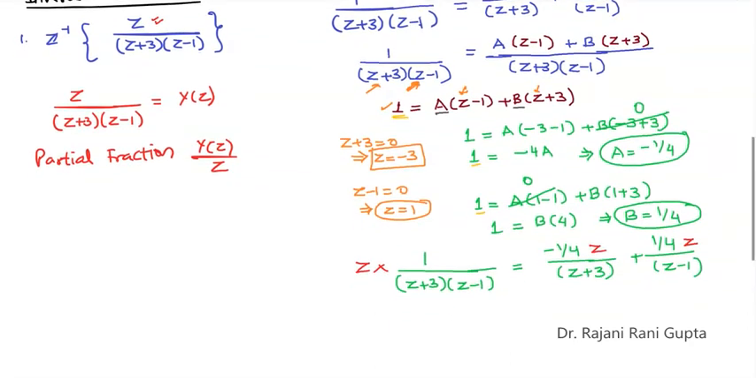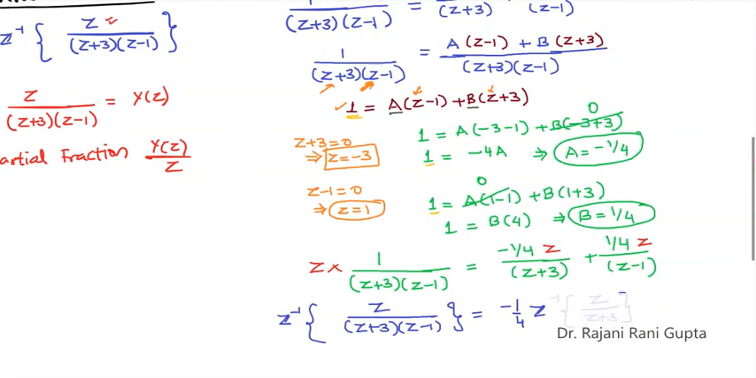Now we find the inverse z transform of this term. The inverse z transform of z multiplied by 1 becomes z over (z plus 3)(z minus 1). It is the same as finding the inverse z transform of these two terms. So we can write it as minus 1 by 4 times the inverse z transform of z over z plus 3, plus 1 by 4 times the inverse z transform of z over z minus 1.